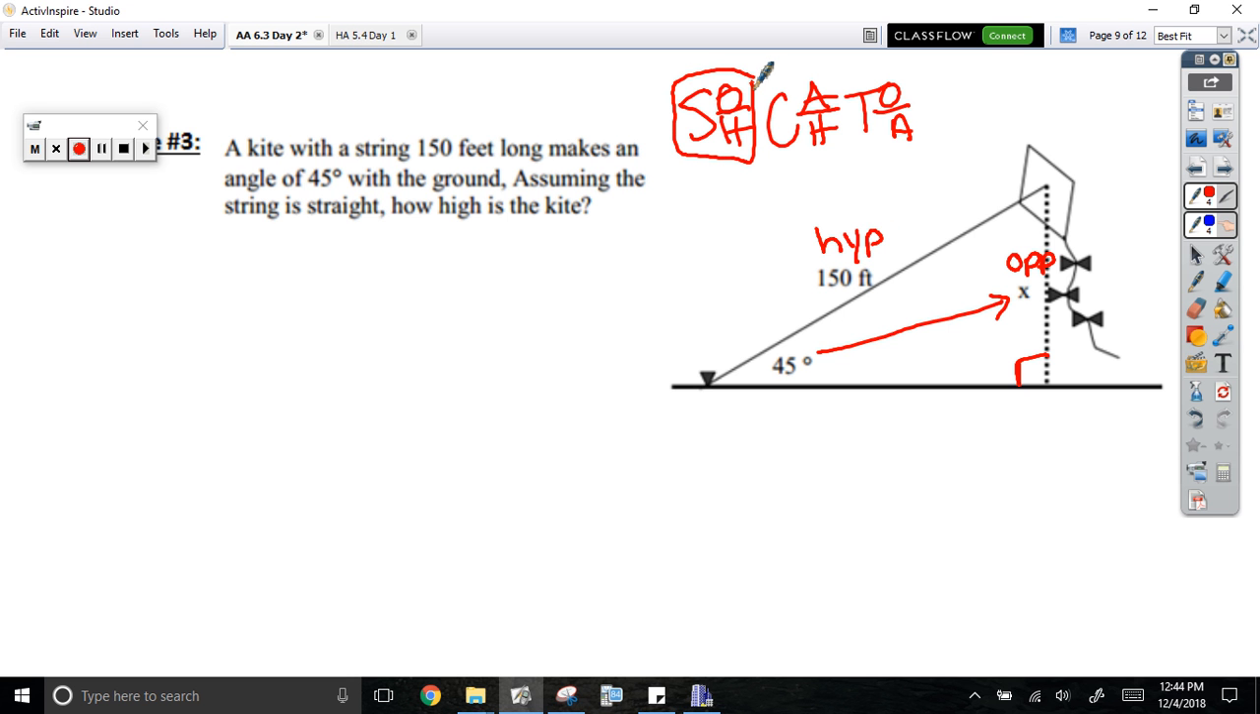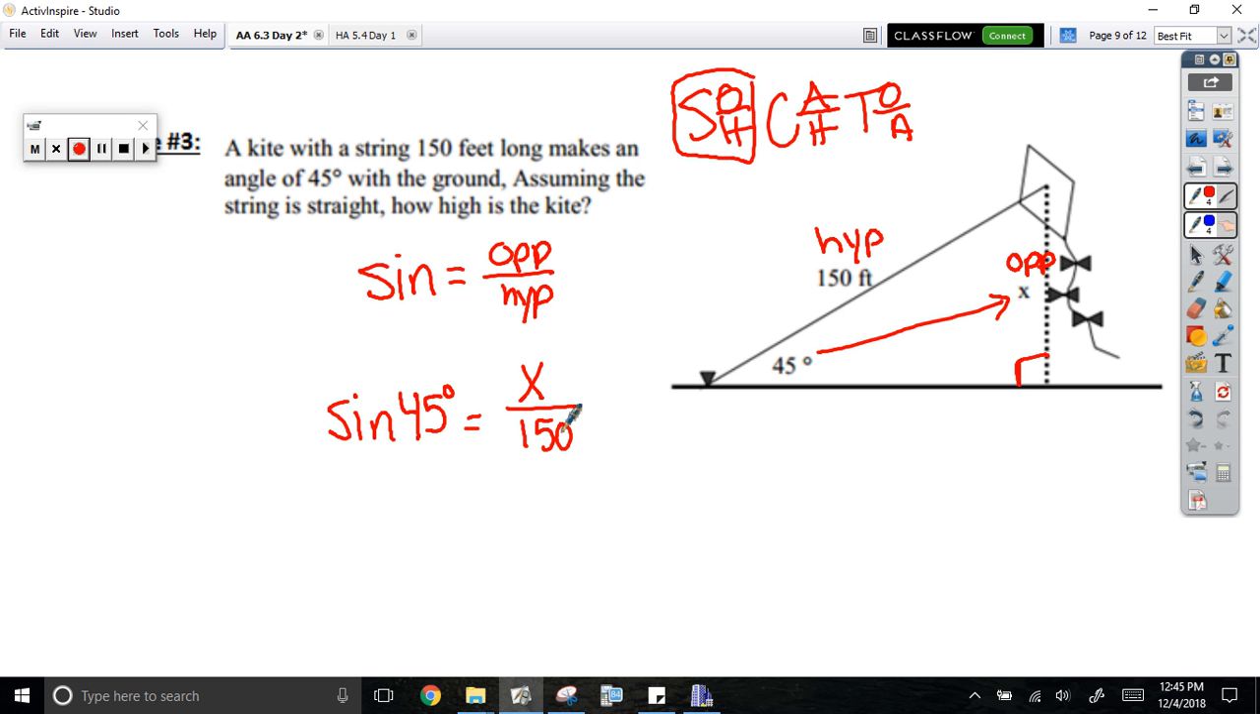Sine. Okay. So we know sine equals opposite over hypotenuse. So we fill in, instead of sine theta, we'll have sine of 45 equals, the opposite is x, the hypotenuse is 150. We're remembering this from geometry? Or physics, or both.